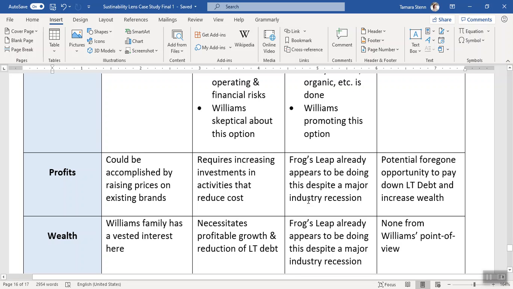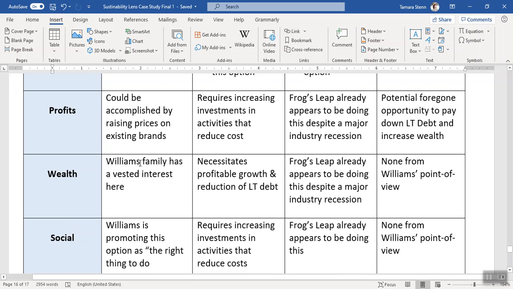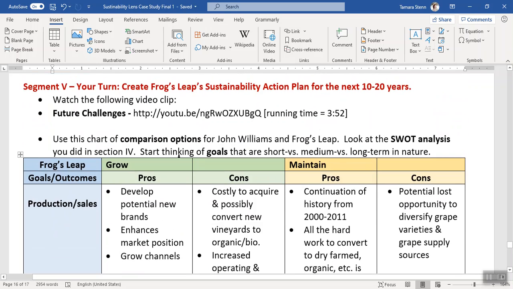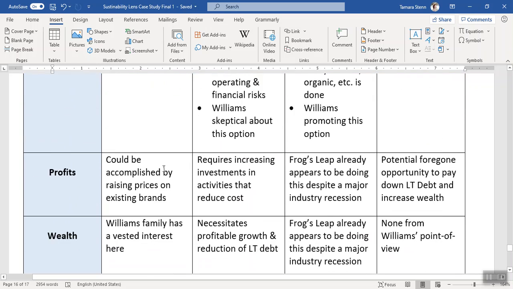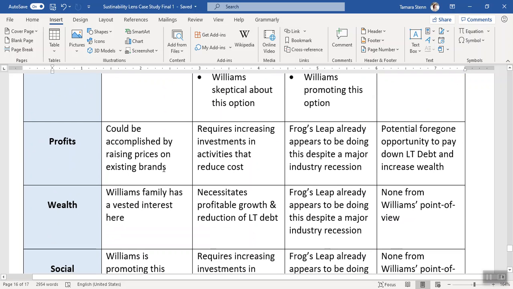And that's the final quiz. So here, when we're looking at wealth, again, looking at under grow, what we can grow, well, the family has a vested interest here, right? That's really good. It's a family-owned business. They want it to succeed.